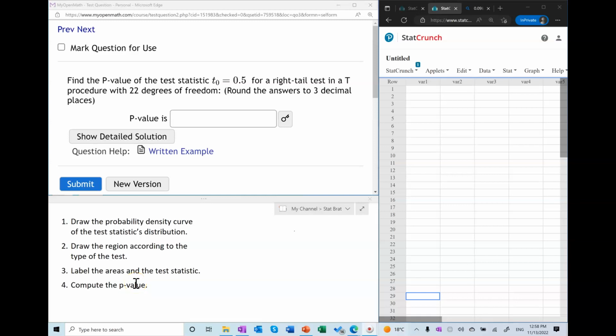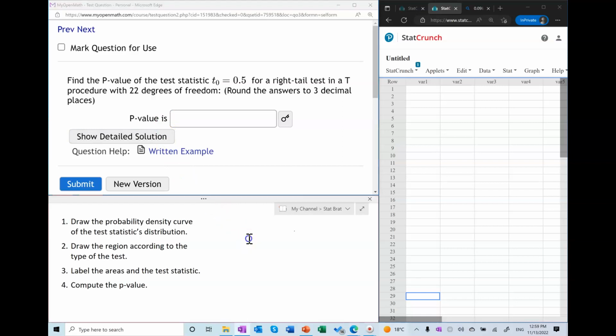In this tutorial, I will show you how to compute the p-value in a t-test. In order for us to do that, we have to be provided with the test statistic. In this case, it is, and we have to be provided with the test, in which, in this case, we do have a right tail. And we also have to know which type of distribution is involved. In this case, we are dealing with a t-distribution that has 22 degrees of freedom.